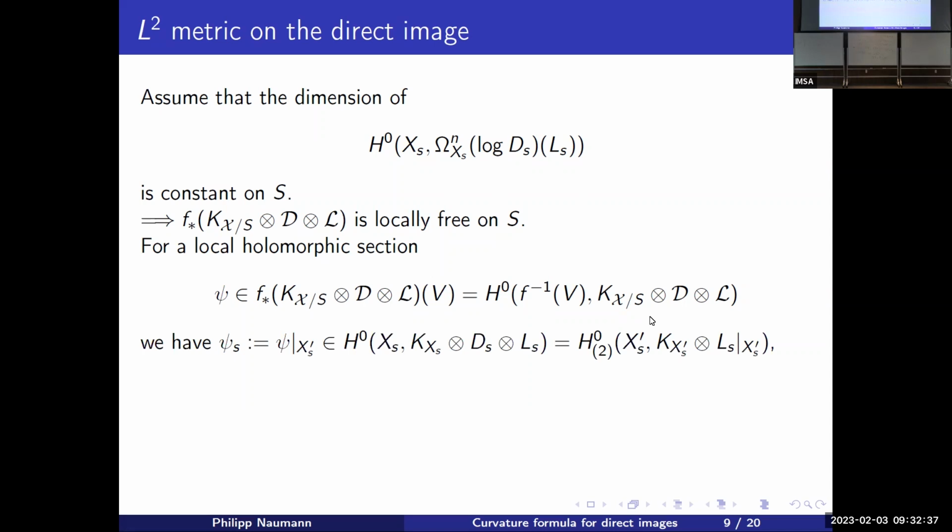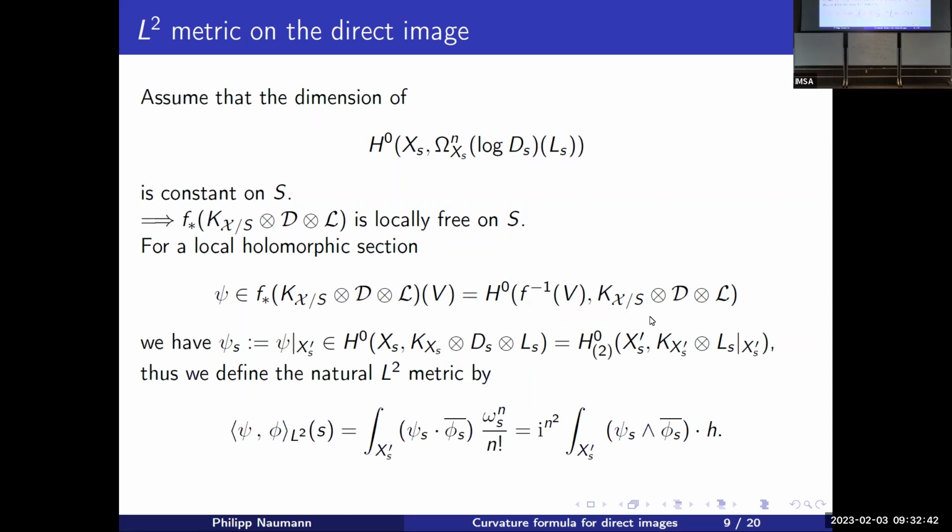And I have its L2 metric. Yeah, it can be written more easily as the right-hand side expression, because the n-zero form is primitive, so you have the Hodge-Riemann bilinear relations. And then this is the L2 metric I want to study on the direct image. Yeah, it's just a natural L2 metric. It's just integrating those forms along the fibers.